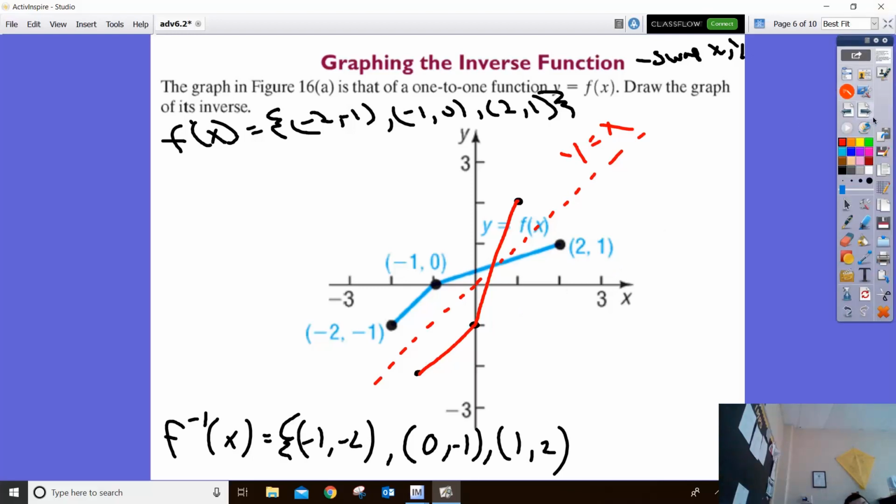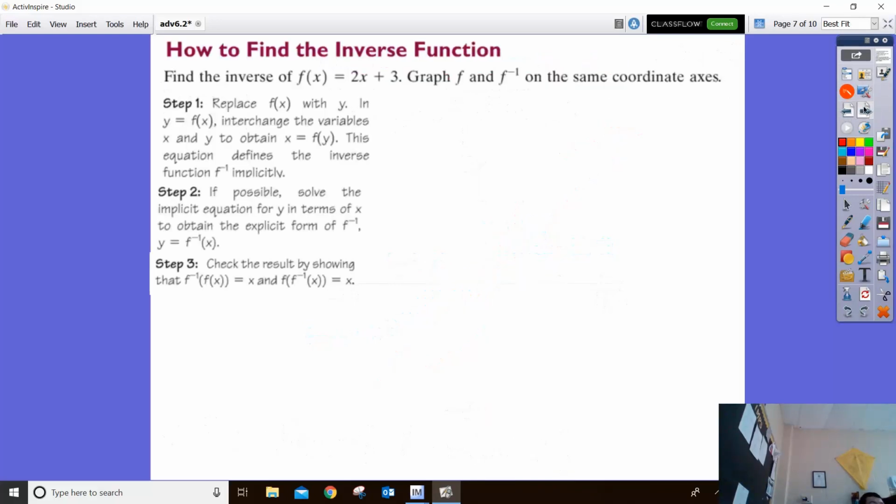We got 13 minutes of class left. Are we at the hard stuff yet? Oh, not really. Find the inverse of f of x equals 2x plus 3. Graph it and its inverse on the same coordinate axis. And the steps are right there, the same steps I taught you in Algebra 2. Step 1 is to replace f of x with y. And in y equals f of x, exchange the variables x and y to obtain x equals f of y. This is exactly what we did last year.